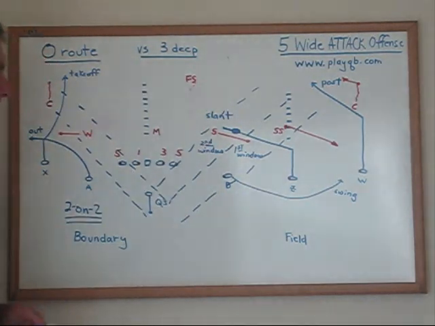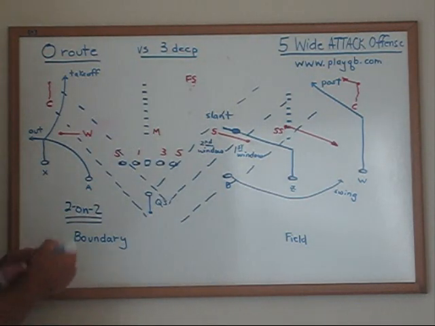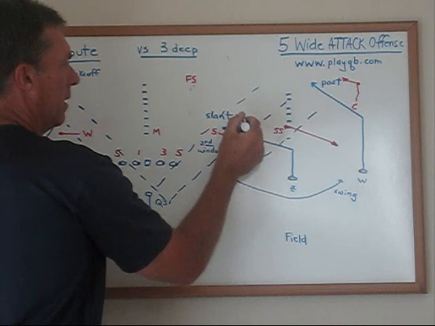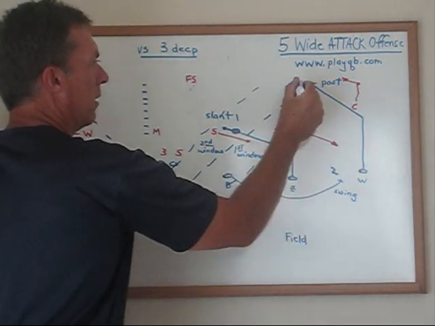So that's the zero route. That's the field read. 1 is the slant read. 2 is the swing. And 3 is the post.